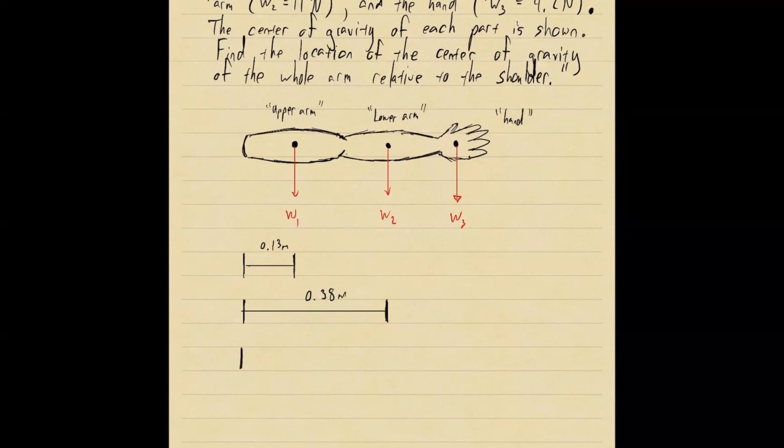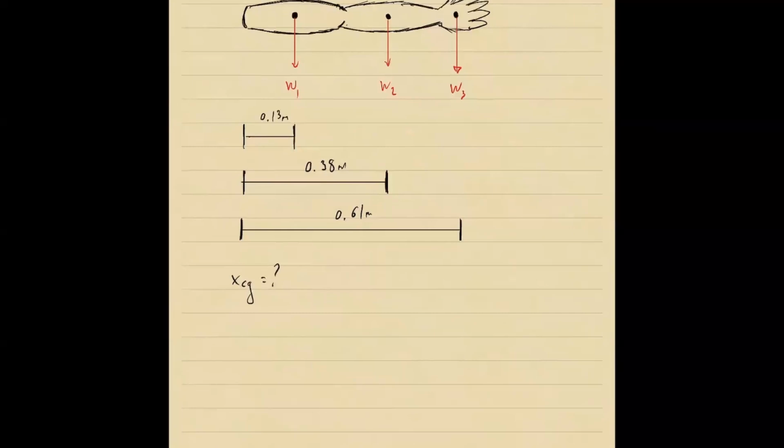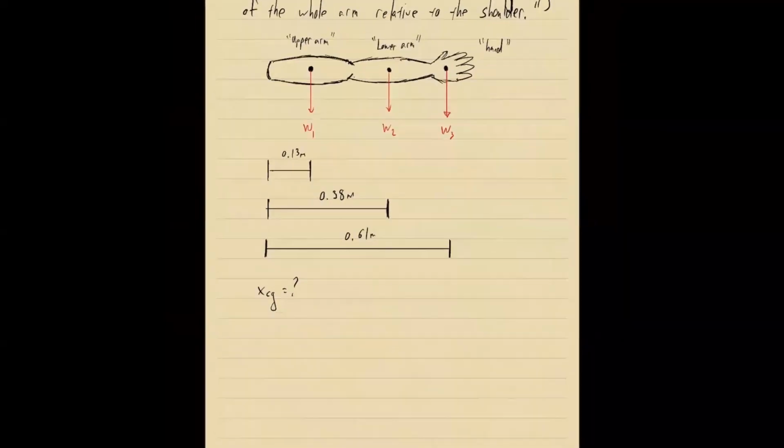Last but not least, the distance between our hand and our shoulder is 0.61 meters. And we're trying to find the center of gravity for this arm. Okay. Well, we first write down our center of gravity expression.